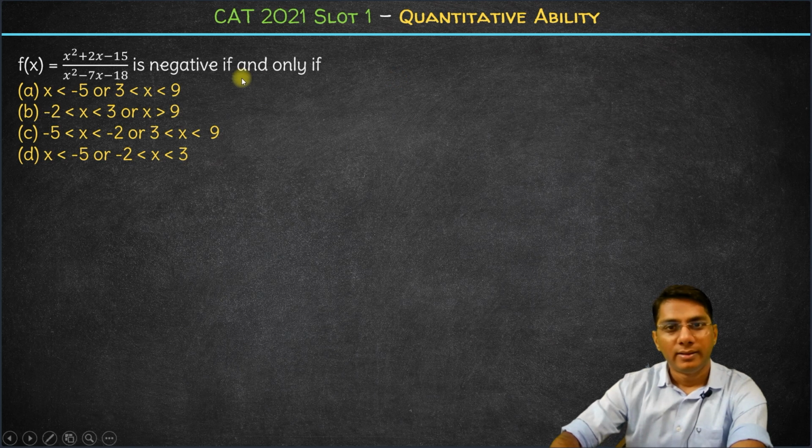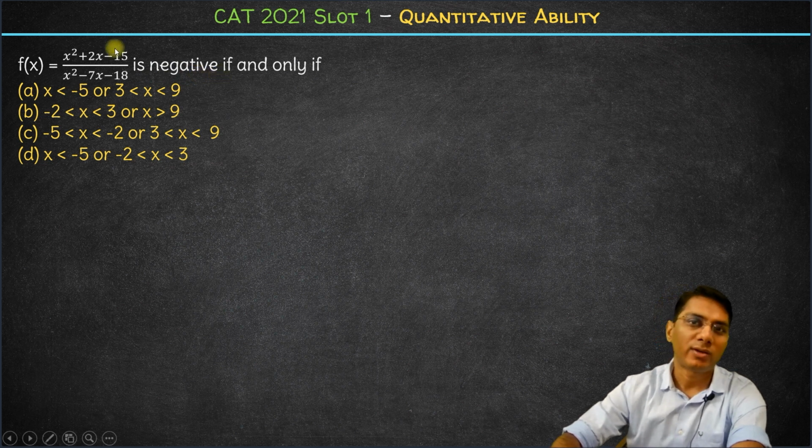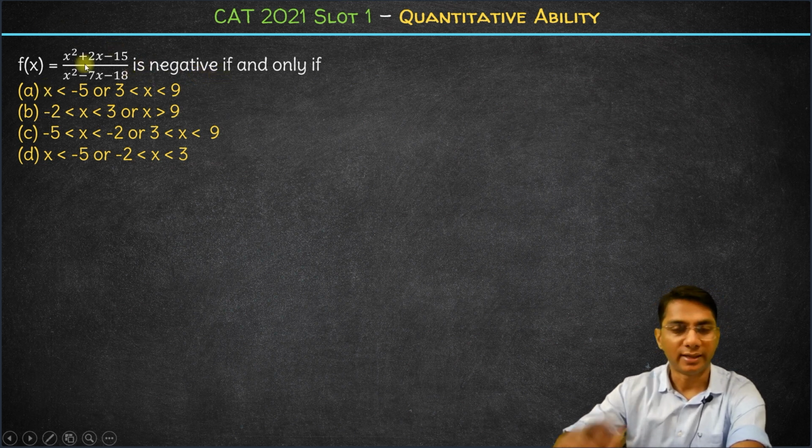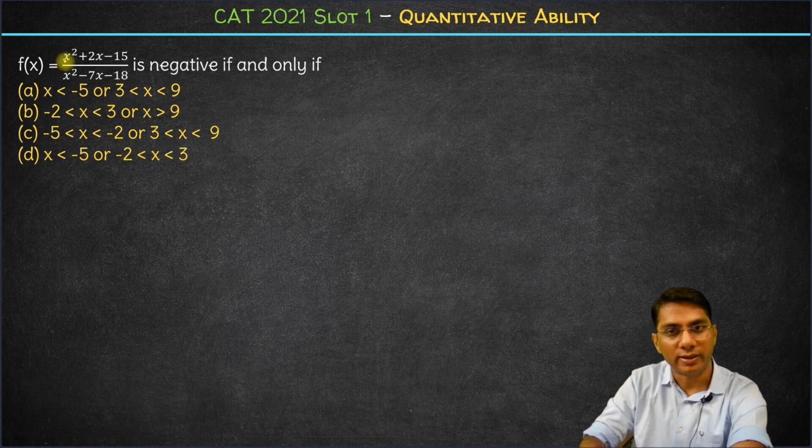Hi. Now this is a very standard sort of inequality question. We have f of x is a quadratic upon a quadratic and this is negative if and only if. So we have to figure out all the values of x, or range of values of x, for which this is negative. Fine. So let's start with factorizing the quadratics first.